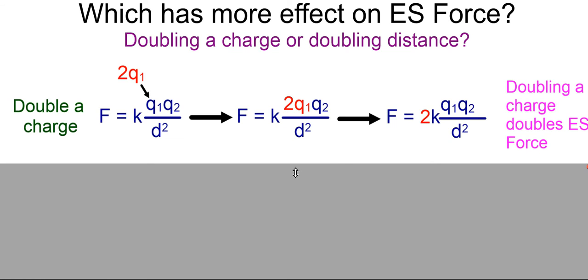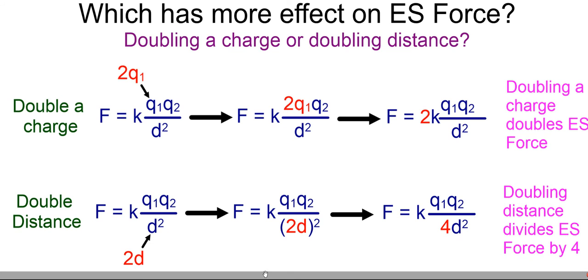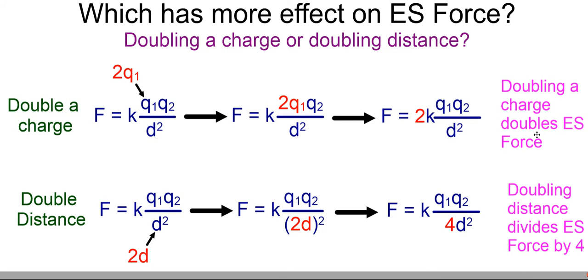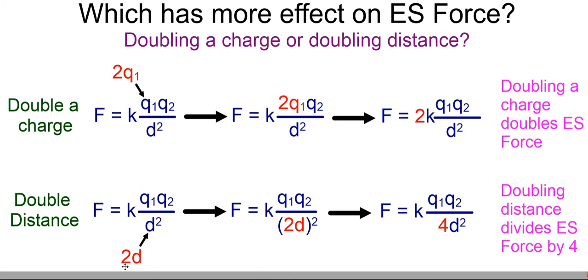Let's see if the same thing happens for distance. Now we're going to double distance. So 2D is substituted for D. And note then, you have to square the whole 2D, don't you? Sure, because D was squared before, now everything inside here, because 2D is substituted for it, must be squared. So that becomes 4D squared, doesn't it? So look, doubling the distance has more of an impact. Doubling distance divides ES force by 4. Doubling a single charge doubles the force. Doubling the distance divides it by 4. The answer to this question is then distance has more of an impact.